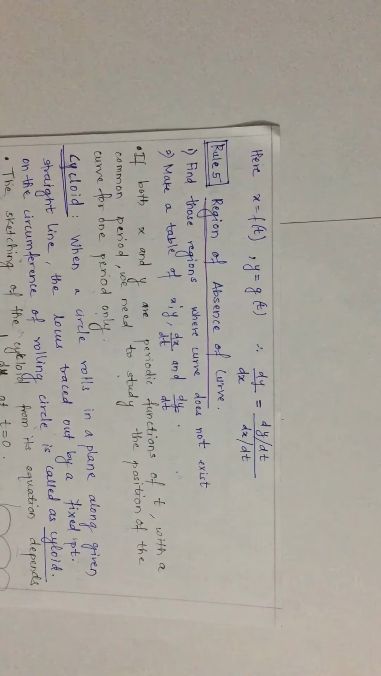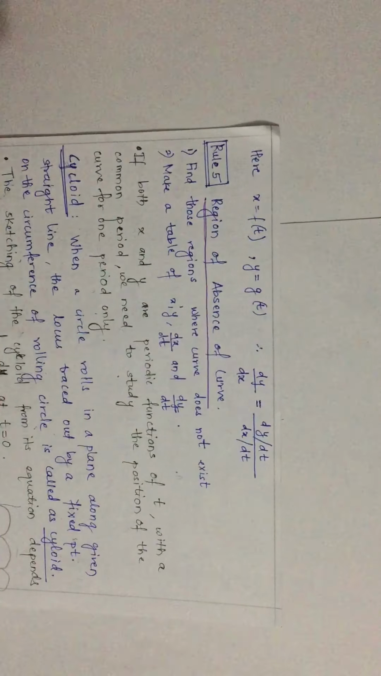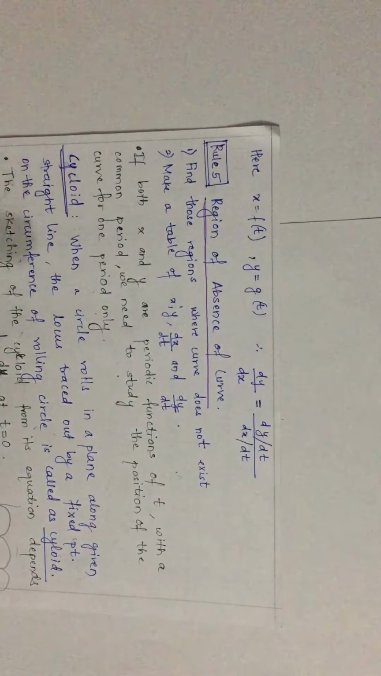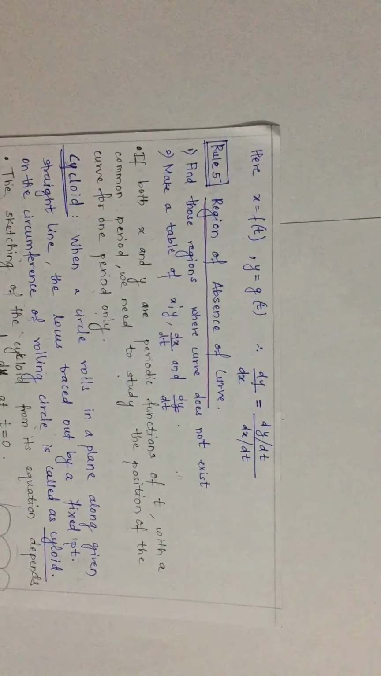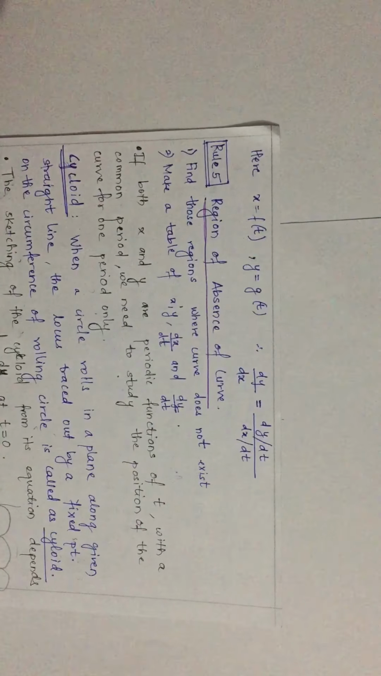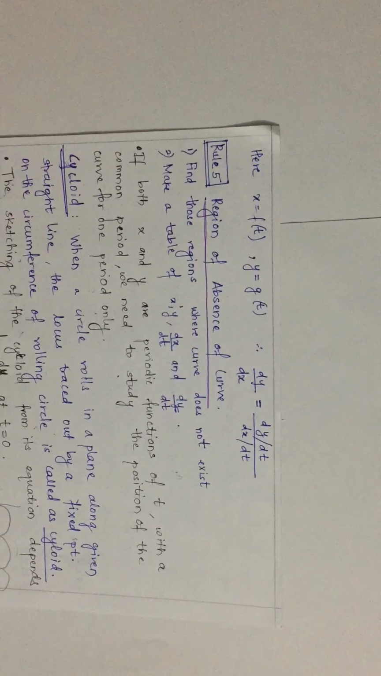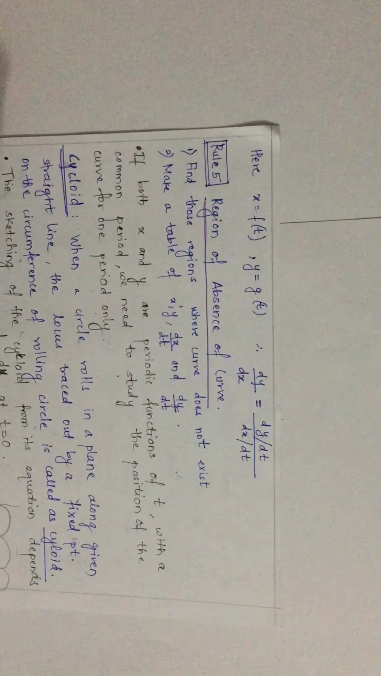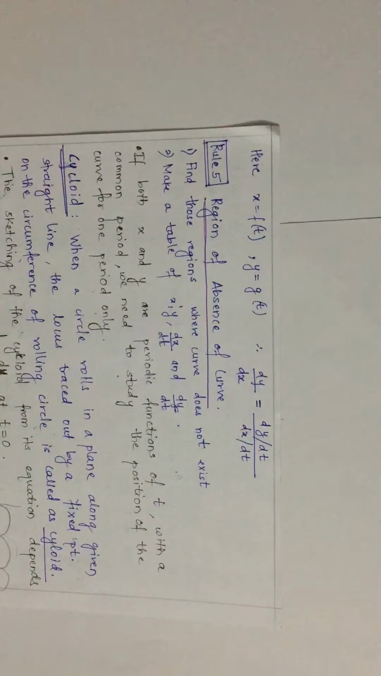Here we know that x and y are depending on t. So obviously the values for x and y will vary with respect to t. So it will be better to make a table for values of t, check how x, y and dy by dx vary, and that will help us to trace the curve easily.